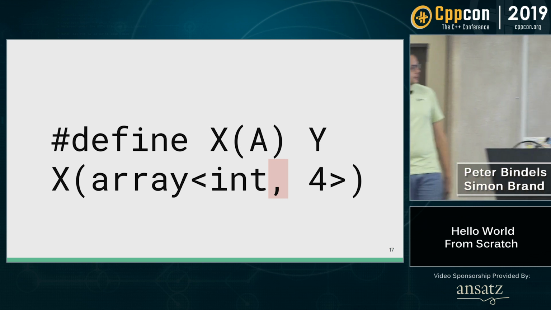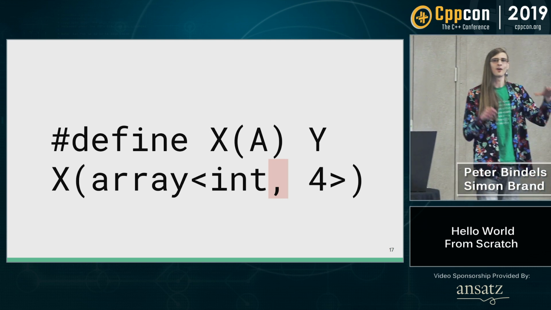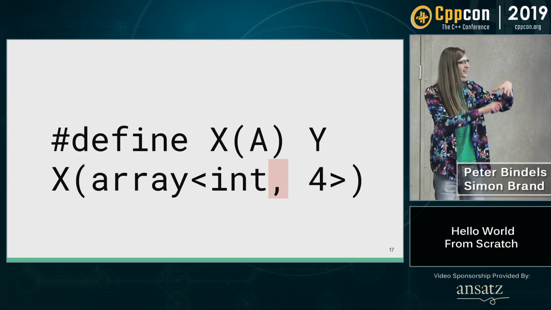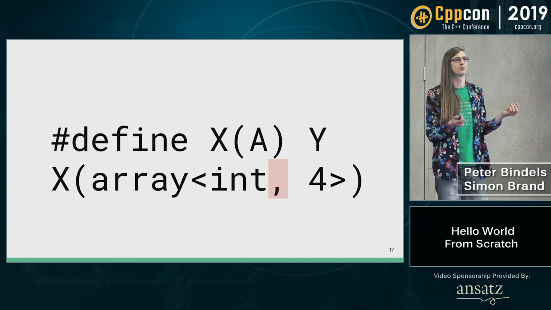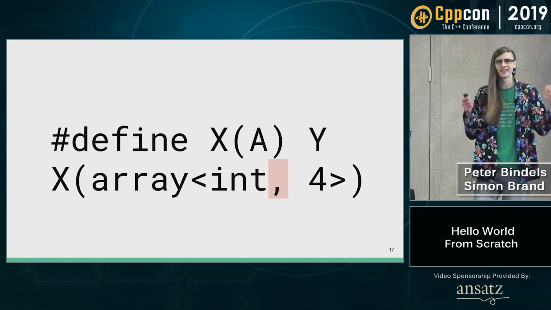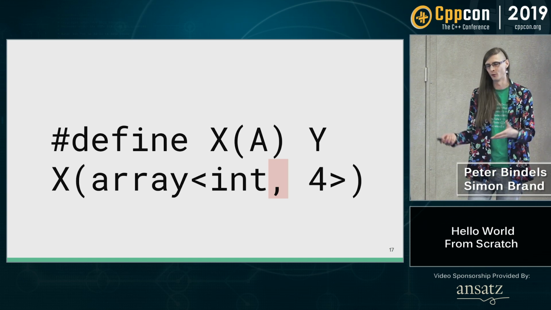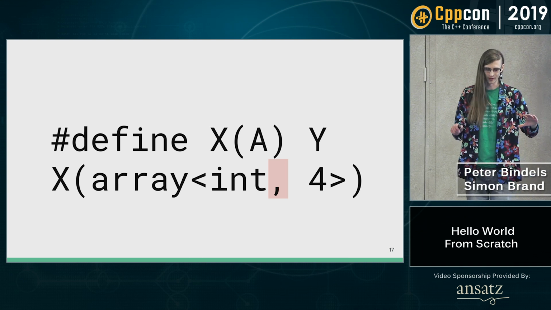Yep, so the important thing to note here is we are not really in the land of C and C++ at this stage. This is something a little bit different. This is just working with tokens, with text. It doesn't understand what we're talking about when we say array<int, 4>. This is before compilation.